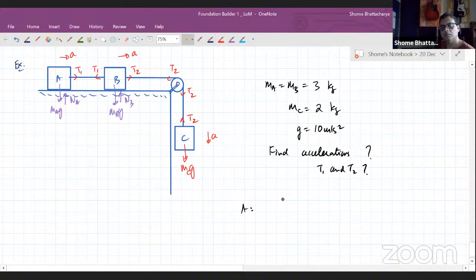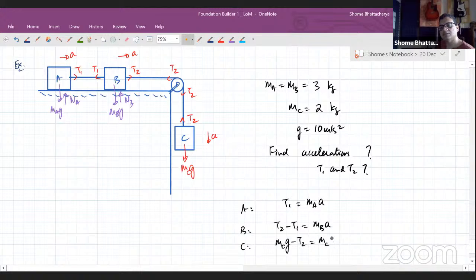For block A, we have T1 equal to mass times acceleration. For block B, we have T2 minus T1 equal to mass times acceleration. And for block C, we have the weight minus tension T2 equal to mass times acceleration. Now you want to eliminate the unknown quantities T1 and T2 to find A.